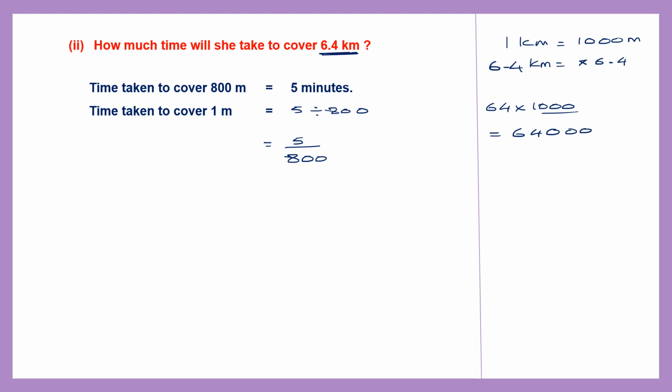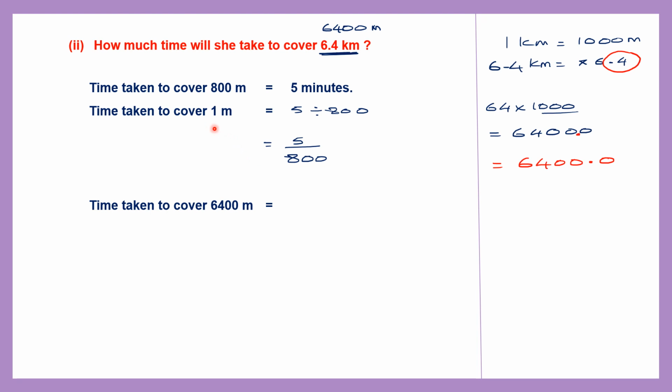Now we have to go back to the question and see there is one decimal place. So your answer also should have one decimal place. So what do you have here? 6400.0, or simply 6400. This time you have to write time taken to cover 6400 meters, because we have converted this kilometers to 6400 meters. So we can write that here also, 6400 meters. So now our statement will say time taken to cover 6400 meters.